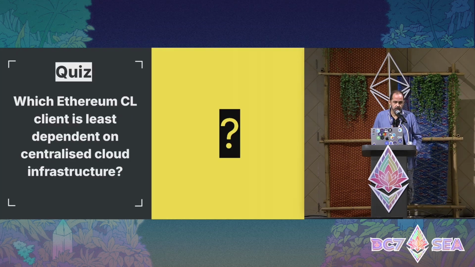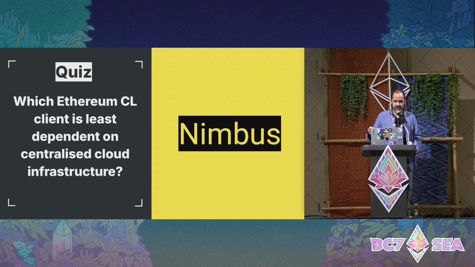So let's start with a quiz to see what we can find out from a simple crawler and all of the other things that are built on top. Which Ethereum consensus layer client do you think is least dependent on centralized cloud infrastructure? Okay, that was correct actually. The last one, Nimbus, is the one. Well done to the team.